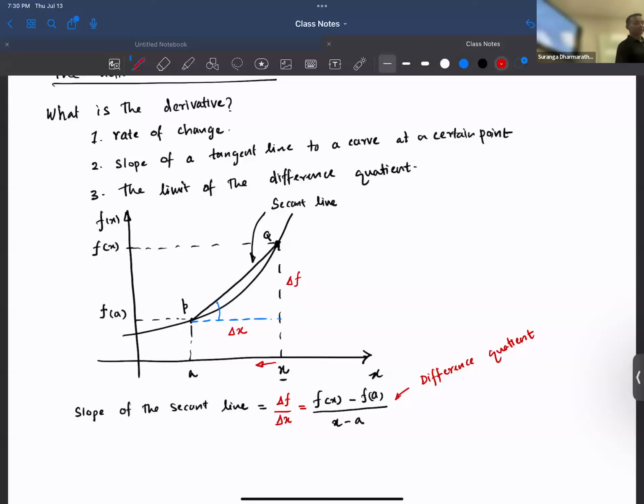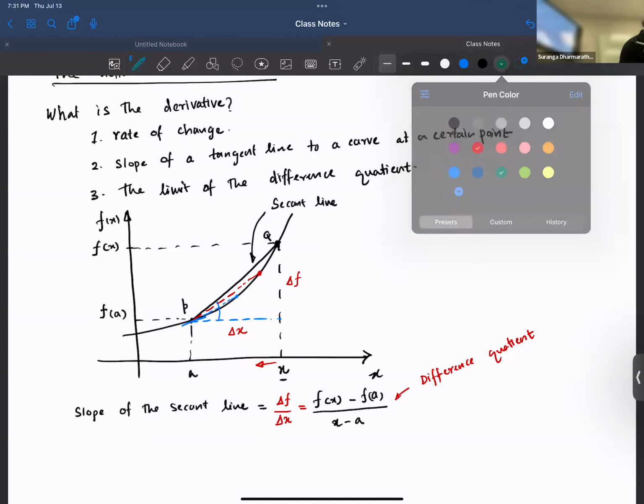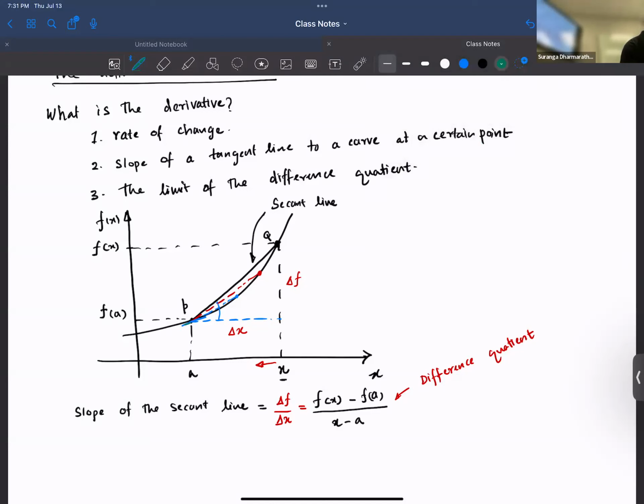It decreases, right? Gradually it becomes this first, and it becomes this first, second, right? And finally, what would it become? It becomes the tangent, right? It becomes the tangent at P, tangent to the curve at P, right? So when x goes to a, now we talk about limit.